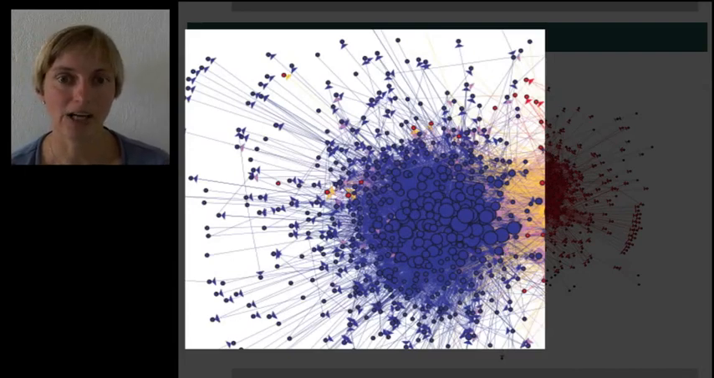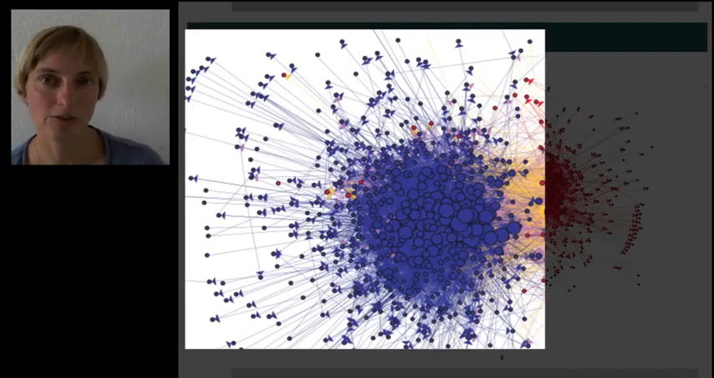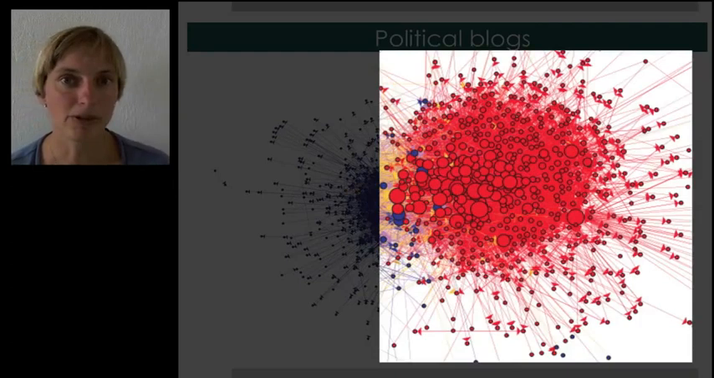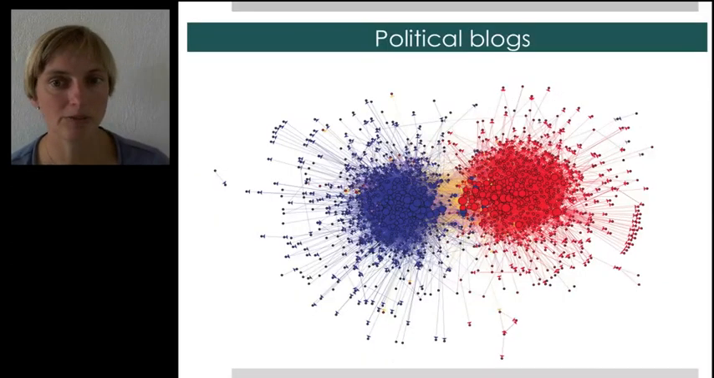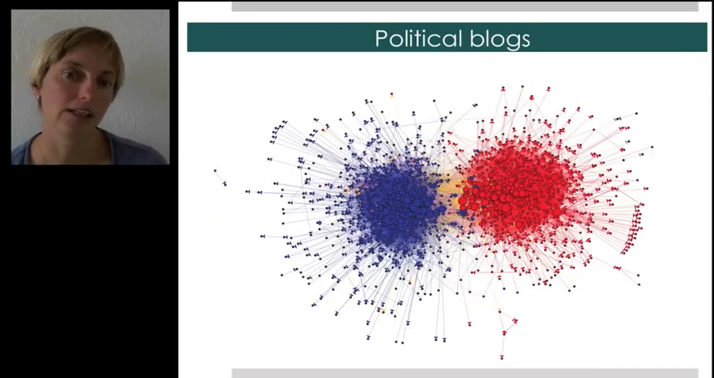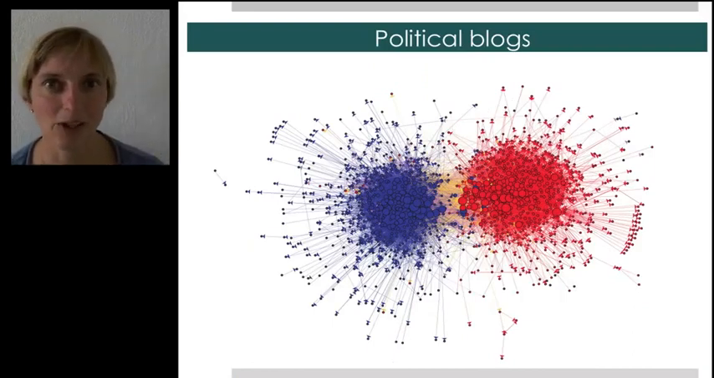The liberals are colored in blue, the liberal blogs. The conservatives are colored red. Liberal to liberal ties are blue. Conservative to conservative are red. Liberal to conservative are purple. Conservative to liberal, orangish yellow.